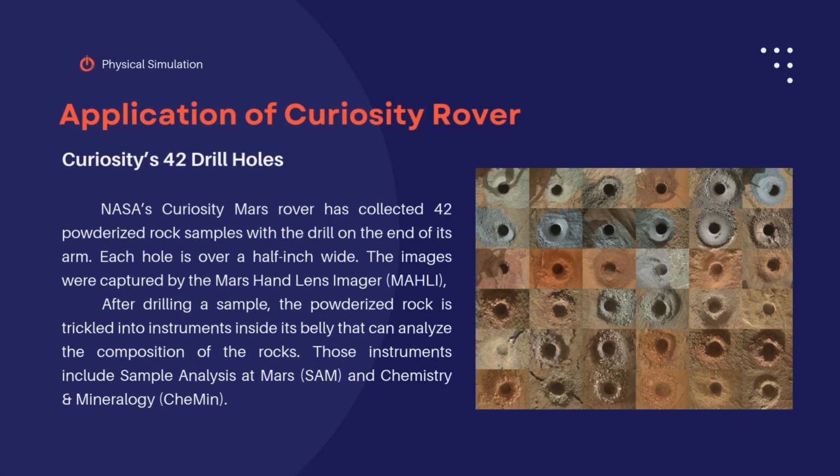NASA's Curiosity Mars rover has collected 42 powderized rock samples with the drill on the end of its arm. Each hole is over a half-inch wide. The images were captured by the Mars Hand Lens Imager. After drilling a sample, the powderized rock is trickled into instruments inside its belly that can analyze the composition of the rocks. Those instruments include Sample Analysis at Mars and Chemistry and Mineralogy.